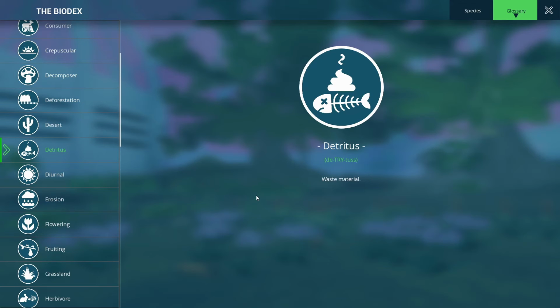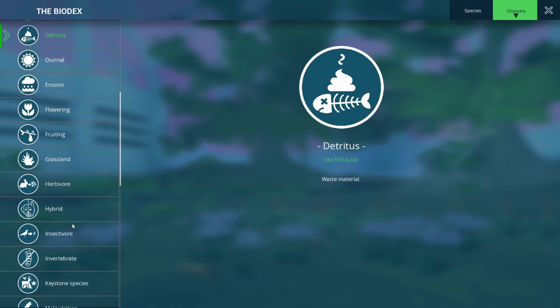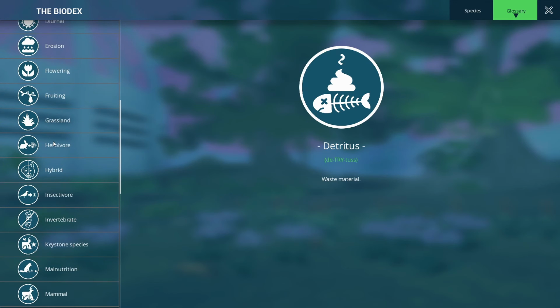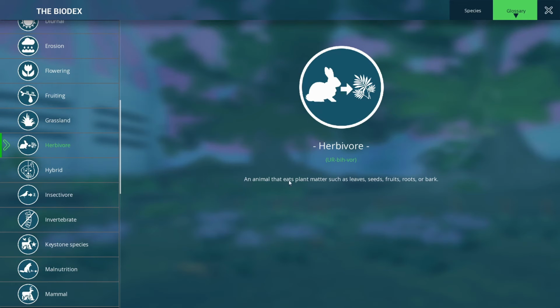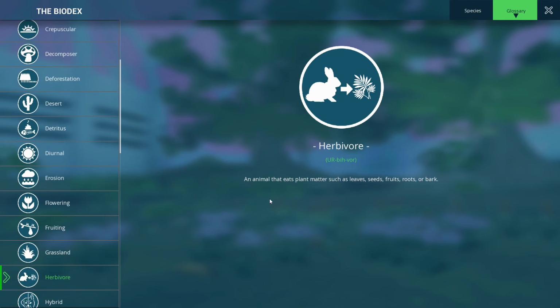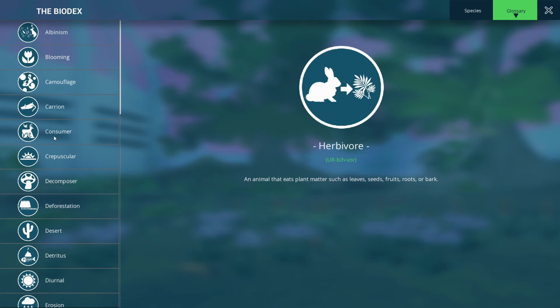Detritus is waste material. Detritus is things that are left over from the animals and plants in your biodome. Whatever kind of waste they make, decomposed things, decomposed plants. Think about, for animals, what does waste material look like? It's kind of gross, but we'll discuss that. We will discuss the word herbivore, an animal that eats plant matter such as leaves, seeds, fruits, roots, or bark. That's something that eats plants.